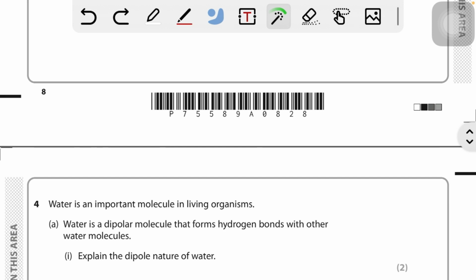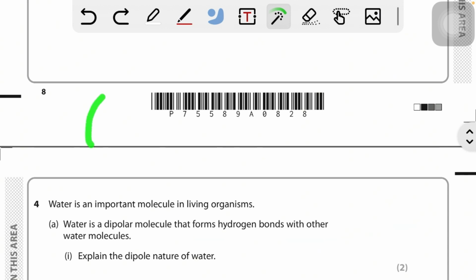Let's get started with question 4 of Unit 1, January 2024. Water is an important molecule in living organisms. Water is a dipolar molecule that forms hydrogen bonds with other water molecules. Explain the dipole nature of water. So, what does dipole nature of water mean?